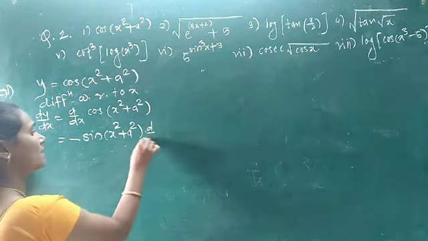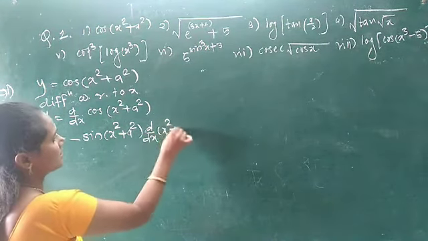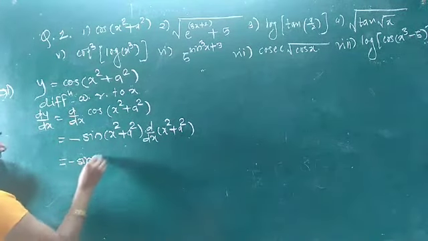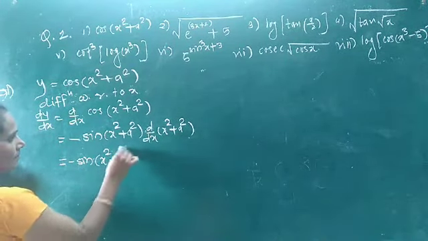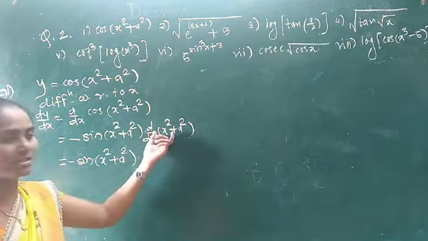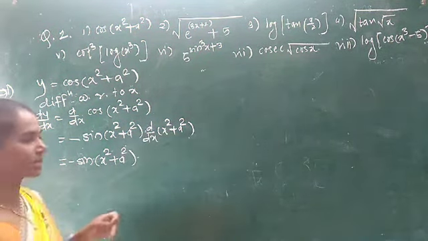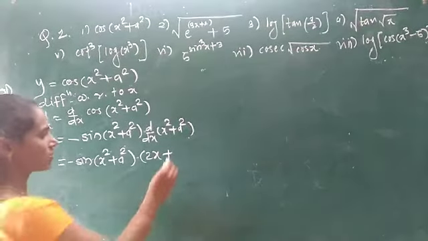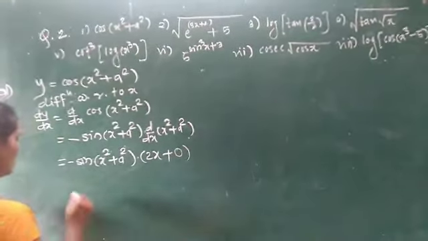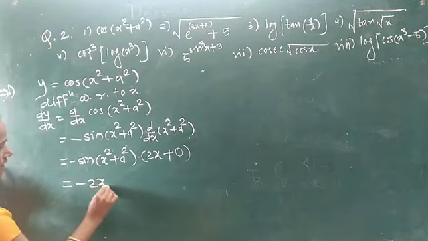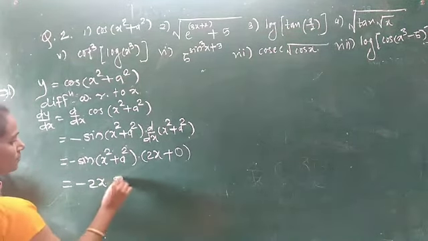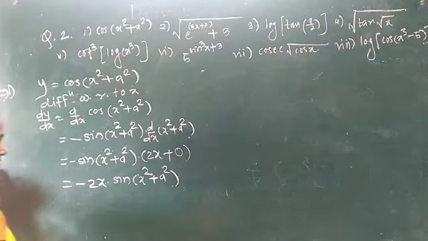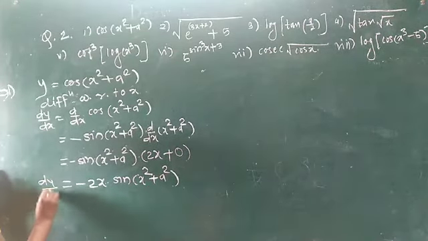So what is the function here? x square plus a square. So minus sin as it is, into the derivative of this function. What is the derivative of x square? 2x, plus the derivative of a square, which is a constant, so the derivative is 0. So the final answer is dy upon dx is minus 2x into sin of x square plus a square.